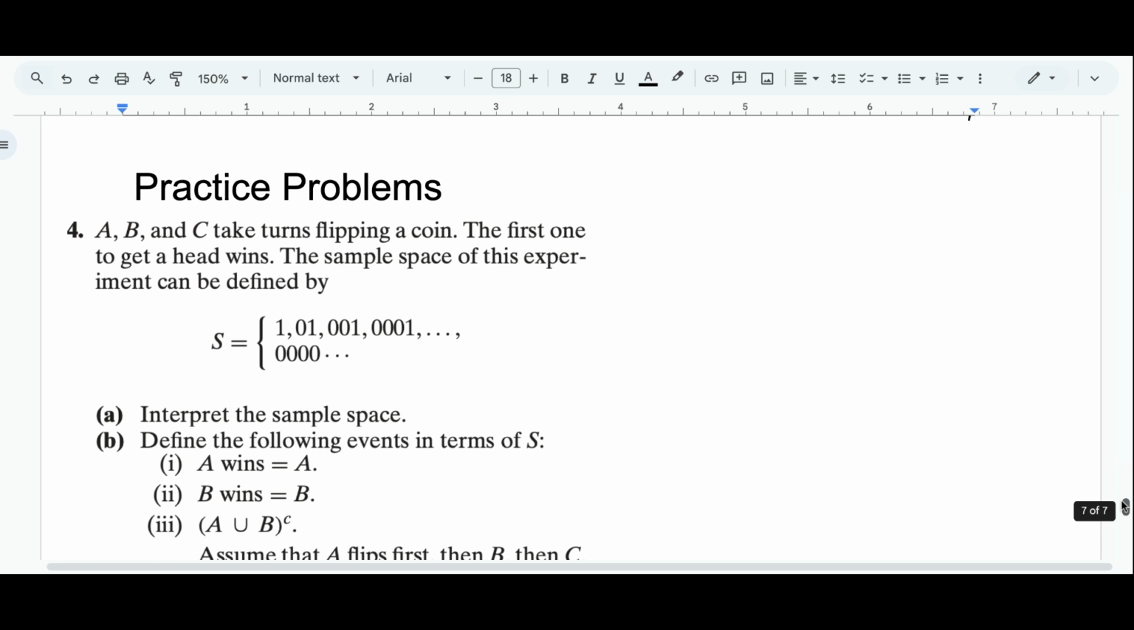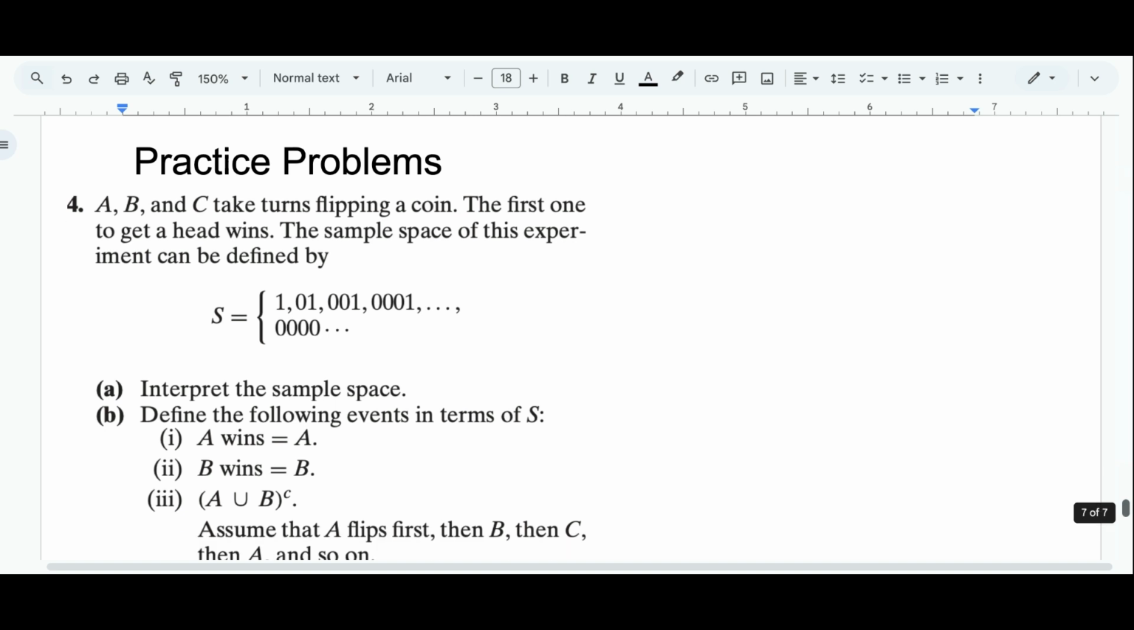All right, some homework hints here. Let's take a look at this example. A, B, and C take turns flipping a coin. The first one to get heads wins. The sample space of this experiment can be defined by S is equal to 1, 01, 001, 0001, and so on, or all zeros.